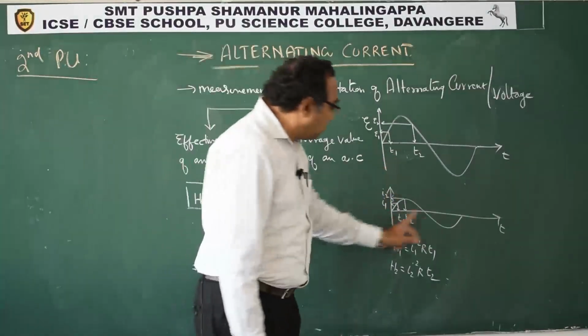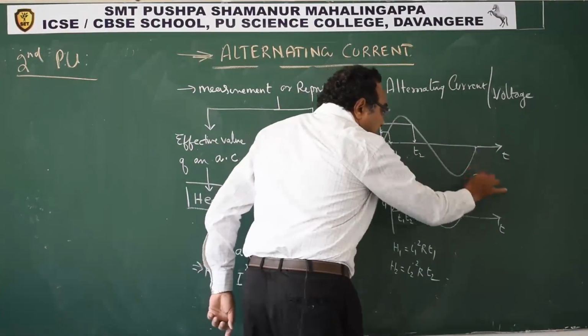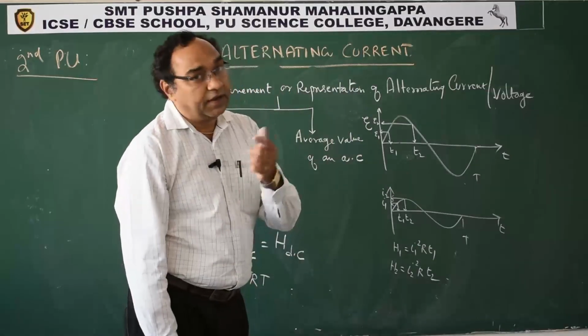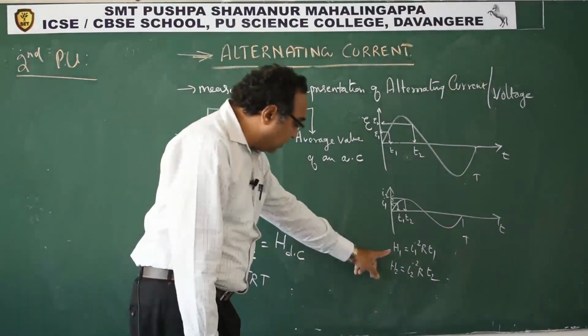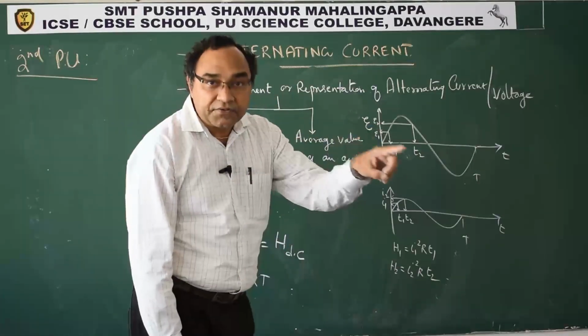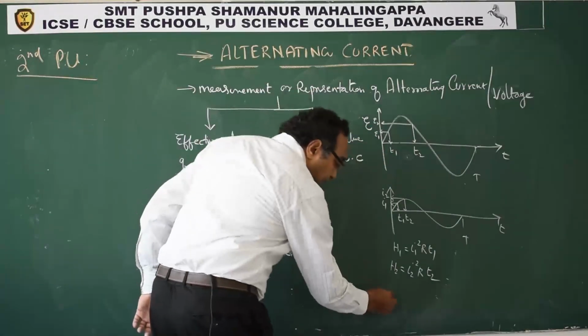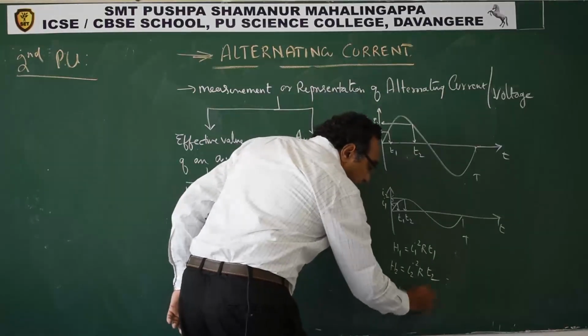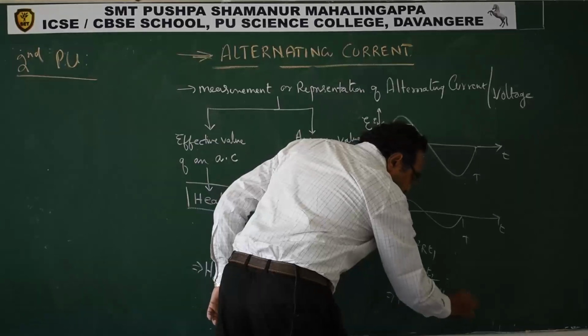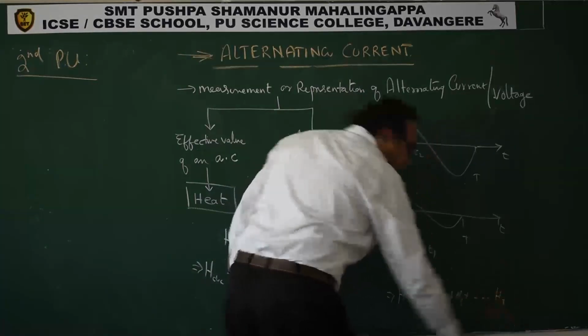Now in one complete cycle, what will be the heat? Total heat? Heat is a scalar quantity. Scalar addition of all the heat at specific instants is to be done. So we can say that total heat will be H1 plus H2 plus H3, like this up to one cycle.